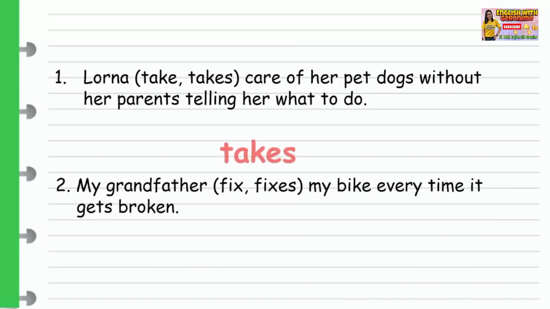The simple present tense of verb in number 1 is takes. There is an S at the end of the verb because the subject is singular or only one, Lorna. The simple present tense of verb in number 2 is fixes. There is an S at the end of the verb because the subject is singular or only one, my grandfather.